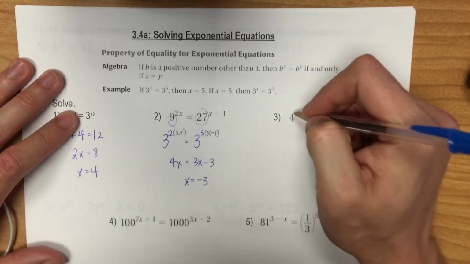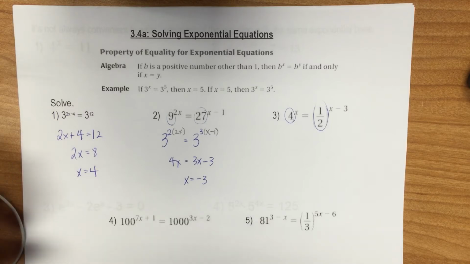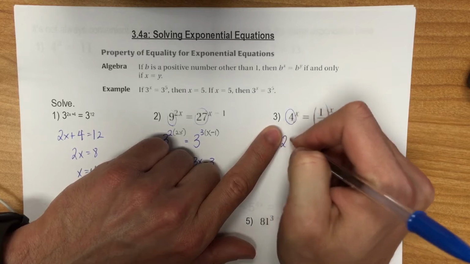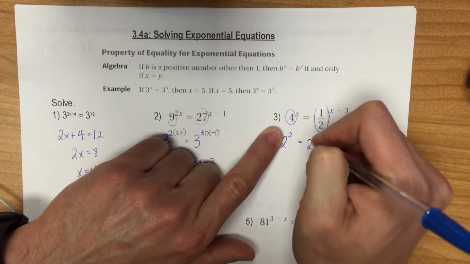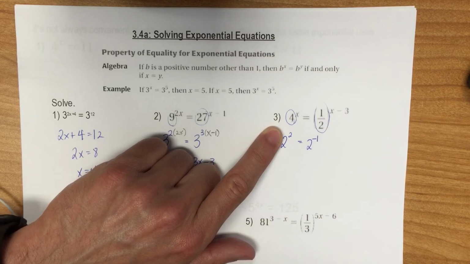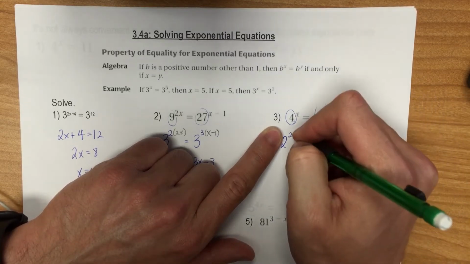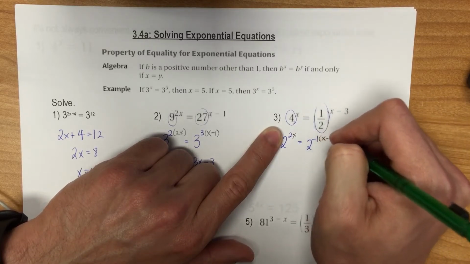The next problem, again, notice that my base numbers aren't the same, but I can change them both. I can change 4 and 1/2 to both be powers of 2. So if I rewrite 4 as a power of 2, that's 2 squared. If I rewrite 1/2 as a power of 2, that's 2 to the negative first power. Now again, the rest of the problem doesn't change. This had an x up there, so it still does. This had an x minus 3 up there, so it still does.